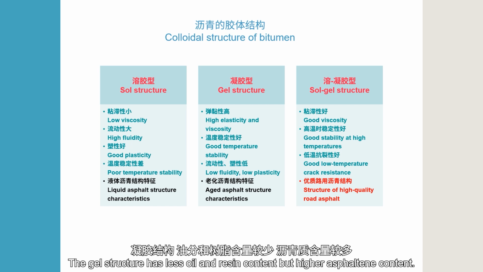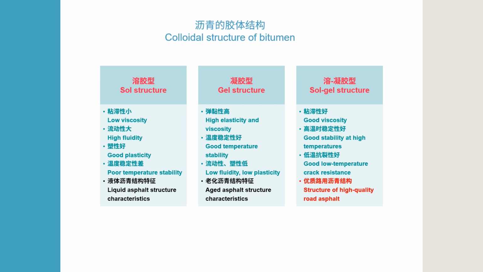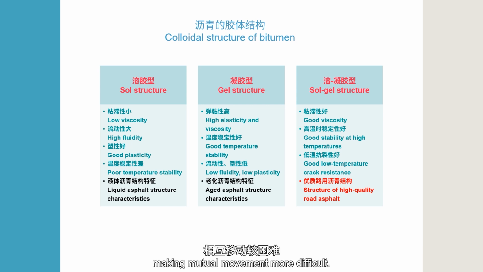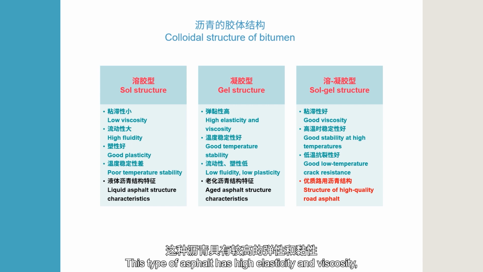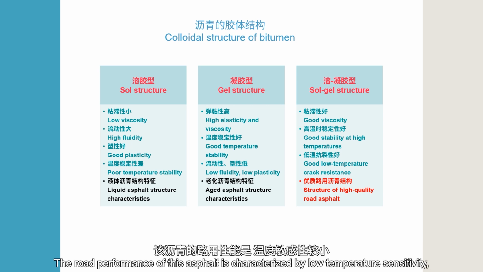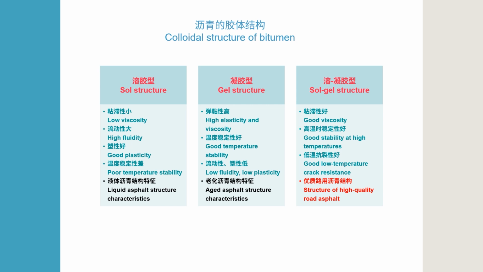The gel structure has less oil and resin content, but higher asphaltene content. The mutual attractive force between colloidal particles increases, making mutual movement more difficult. This type of asphalt has higher elasticity and viscosity, hence called elastic asphalt. Oxidized asphalt belongs to this type of asphalt. The road performance of this asphalt is characterized by low temperature sensitivity, lower fluidity, and plasticity.